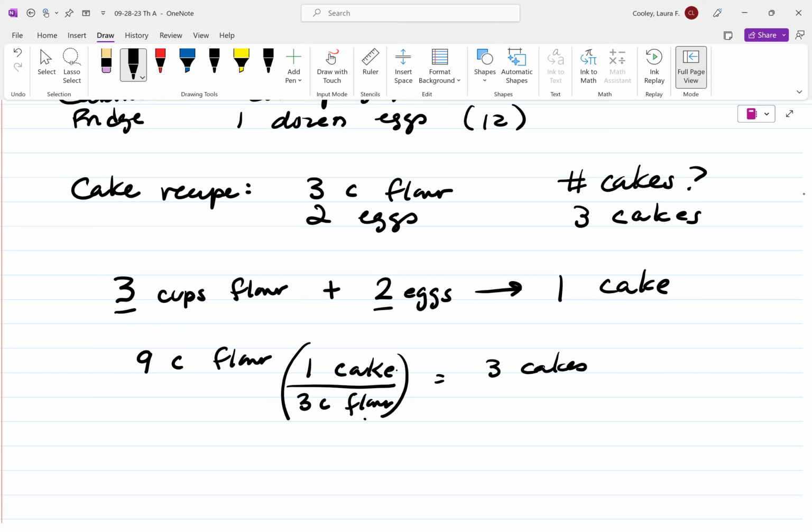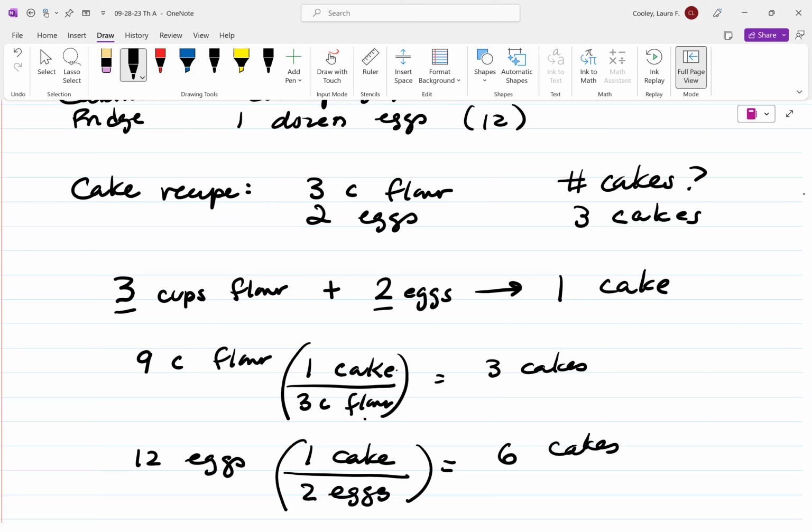You could do that in your head. But 12 eggs, with 2 eggs per cake, gives you 6 cakes. So if you have 12 eggs, you can make 6 cakes, but if you have 9 cups of flour, you could only make 3 cakes. So how many cakes are you going to be able to make, 3 or 6? It's pretty silly, right? You're going to make 3 cakes. It's the same way when we do limiting reactant problems, which I'll show you next time. Whichever reactant gives you the smaller amount of product must be the limiting reactant. So the flour is the limiting reactant, because you get less product.